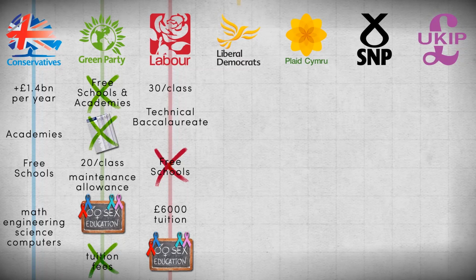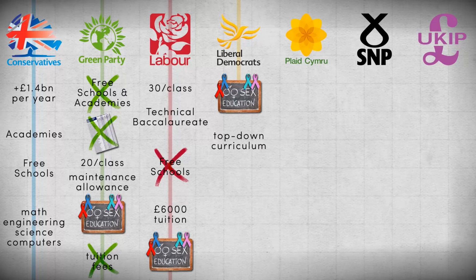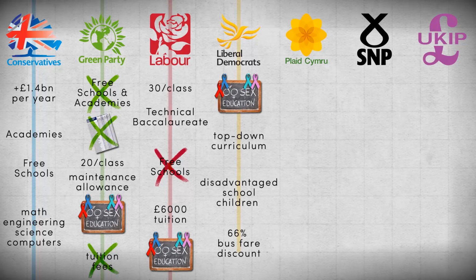The Liberal Democrats will also protect the education budget and implement compulsory age-appropriate sex education in all schools. They, however, plan to have a core curriculum set by an independent body and review higher education finance in order to consider any necessary reforms and ensure equality of access. They'll also aim to direct more money towards disadvantaged school children in early learning settings and are planning to offer a 2/3 discount on local bus fares for 16 to 21-year-olds to help with the cost of commuting.